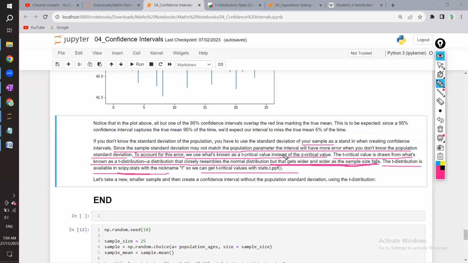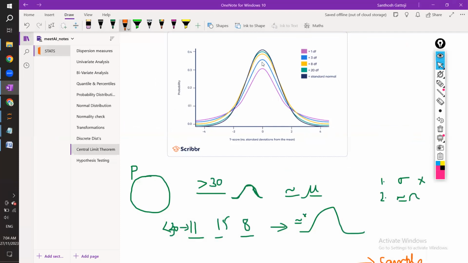So it is available in scipy.stats, which we are going to see. Fine. Also, you might expect the intervals to be a little wider. Whatever distribution we are going to take, obviously it is a bit wider. Because it is getting wider, the intervals of the t distribution will be a bit more when compared to the normal distribution.